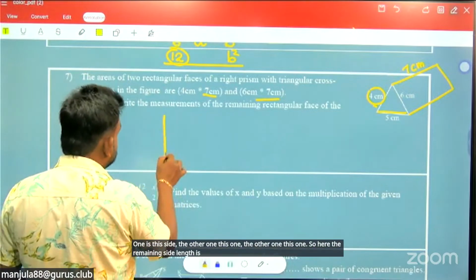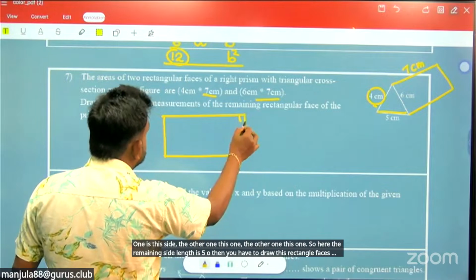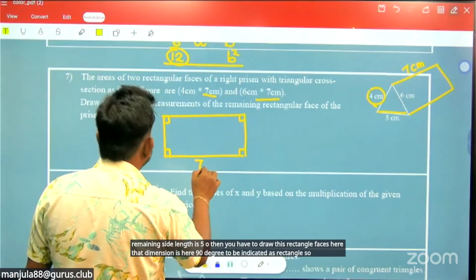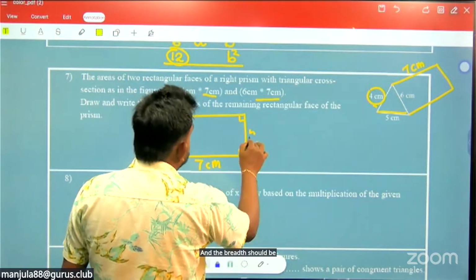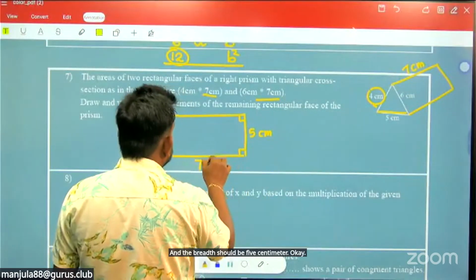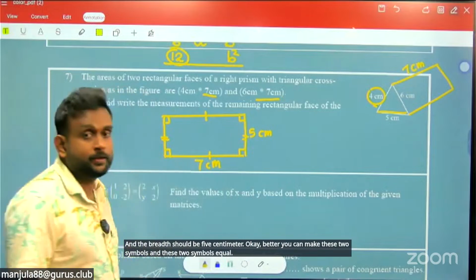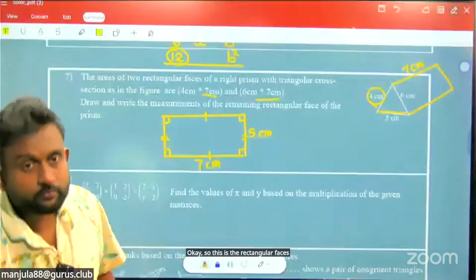Then you have to draw these rectangle faces. Here that dimension, 90 degree to be indicated as rectangle. So here the length is 7 centimeter and the breadth should be 5 centimeter. Better you can make these two symbols and these two symbols equal. Okay, so this is the rectangular faces. Correct them?